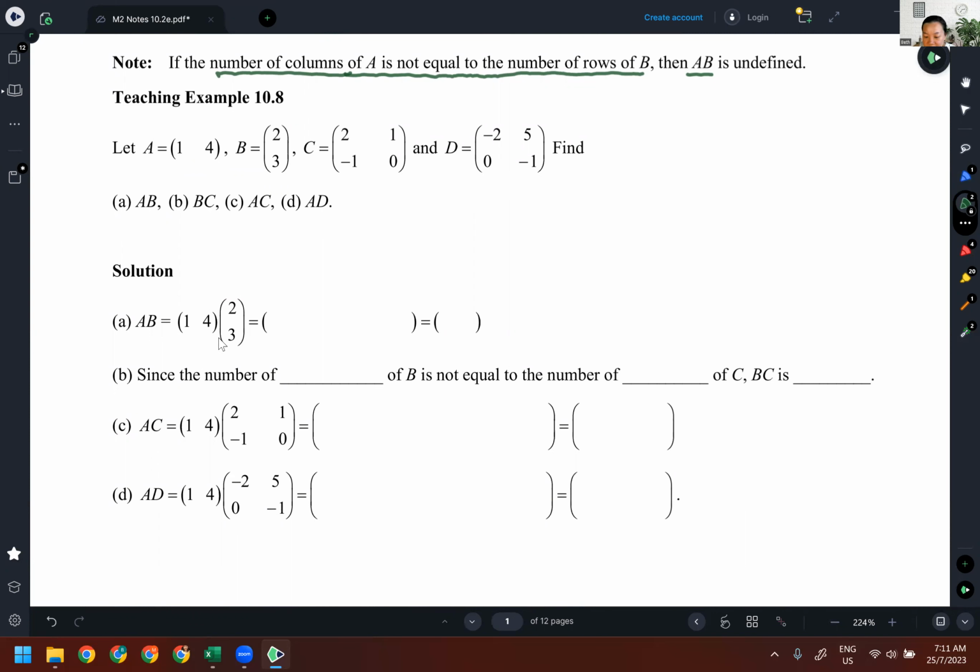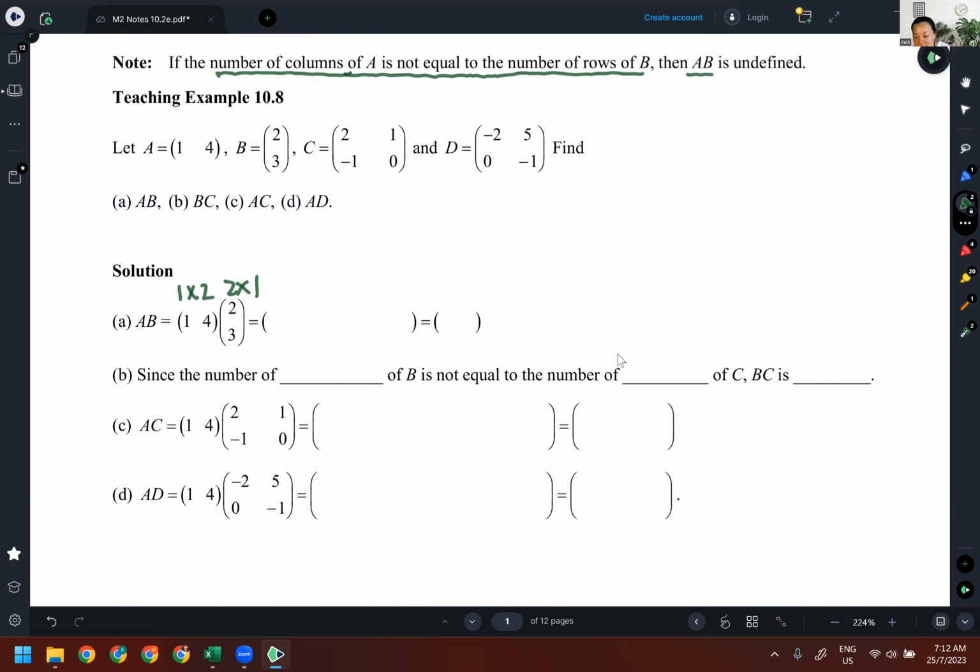So I put A, B together. A is 1 by 4, B is 2, 3. Now, what do I get? First, look at the size. This one is 1 times 2. This one is 2 times 1. So I should expect that my outcome is 1 times 1. So my outcome will be a matrix of a single element.